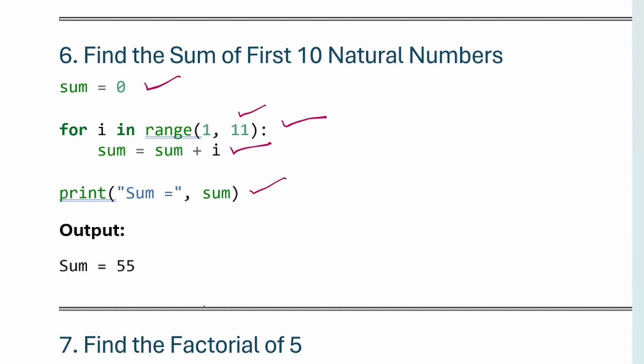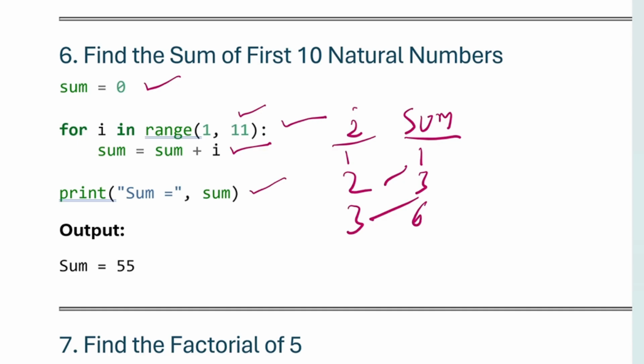So first the initial value of sum is 0. When the initial value of I is 1, sum equal to 0 plus I, that is 1. Then the value of I is 2, sum equal to sum plus I means 1 plus 2, 3. Then the value of I is 3, sum will be 3 plus 3, 6. Similarly up to 10, the value of I up to 10. Your last value will be 55. From 1 to 10, sum is 55.